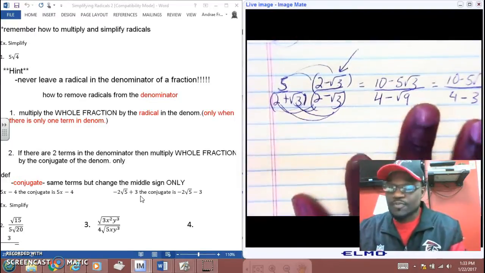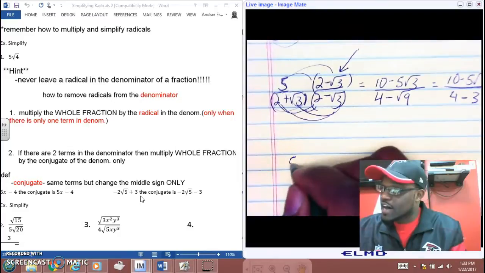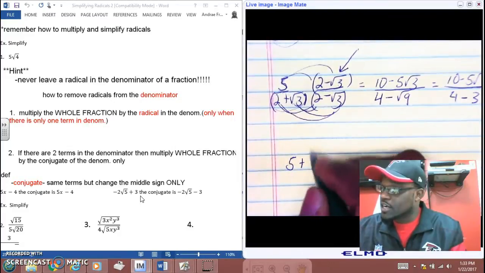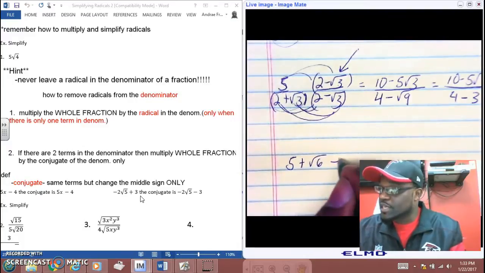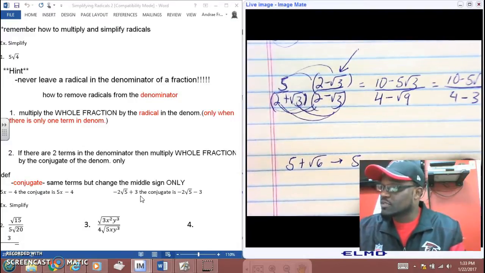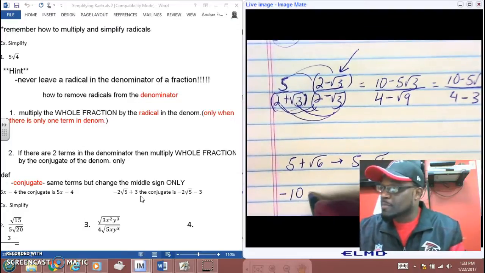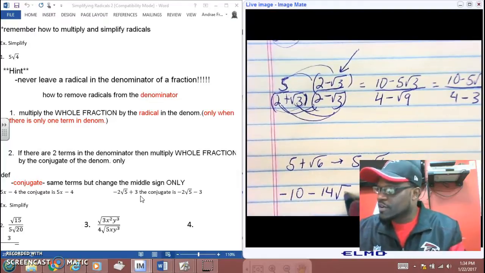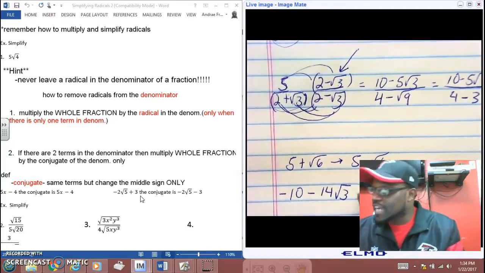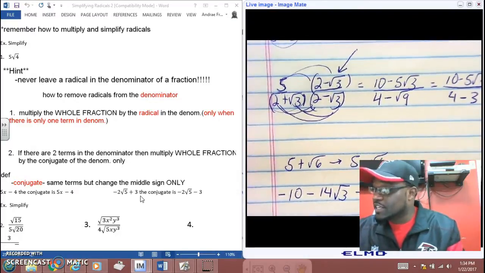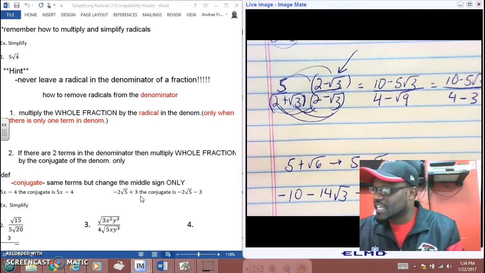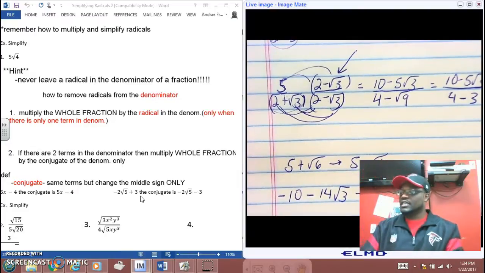So if I asked you, what is the conjugate of 5 plus the square root of 6? The conjugate would be 5 minus the square root of 6. If I asked you for the conjugate of negative 10 minus 14 square root of 3, the conjugate would be negative 10 plus 14 square root of 3. Notice that that sign doesn't change. The only sign that changes is the middle sign.